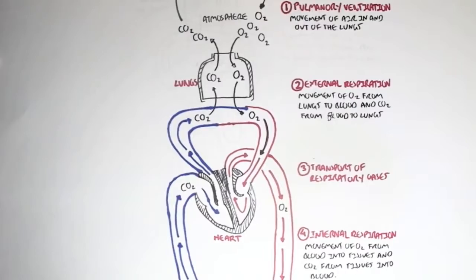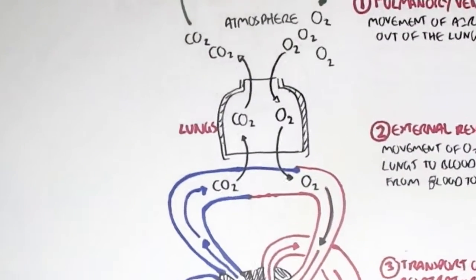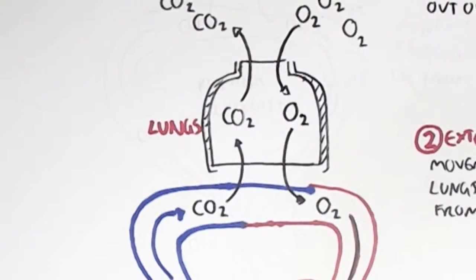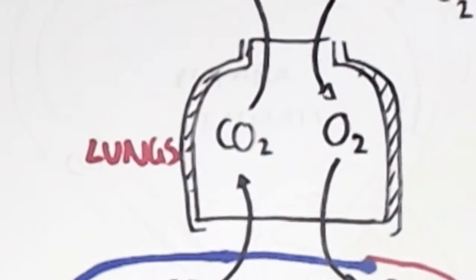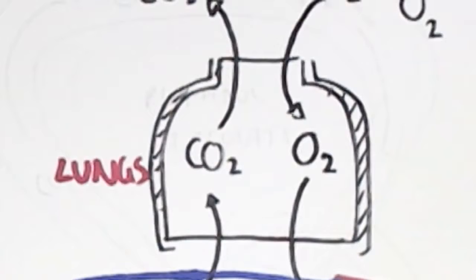Now that we hopefully understood a bit of an overall picture of the respiratory system and how it interacts with the circulatory system, let's look at the anatomy. Let's look at the lungs in particular and the respiratory tract.